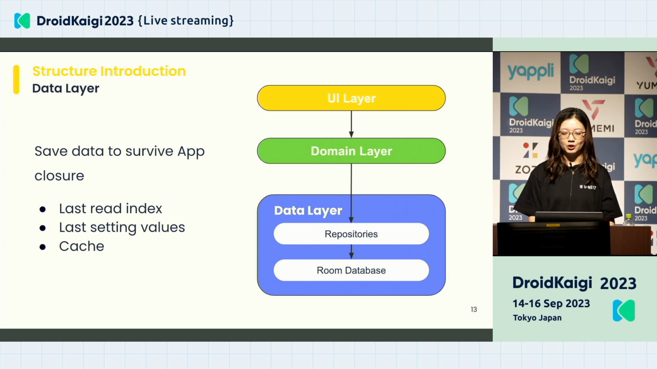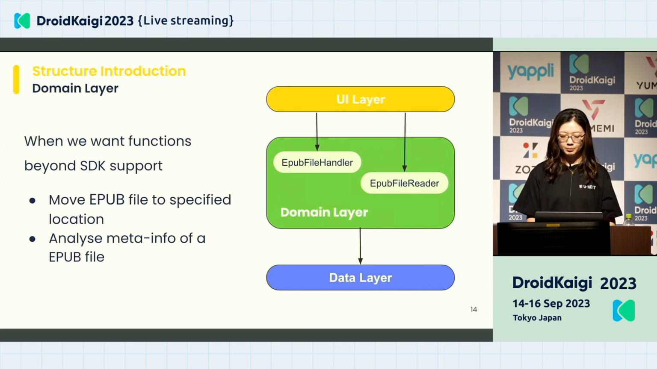In the data layer of my sample app, we have a database to hold data even when the app is closed. This layer also supports any necessary API calls. Moving forward with the domain layer, it takes on some Epub-specific functions that go beyond what the SDK provides. So in my sample app, I have added two classes, the Epub file handler and Epub file reader.